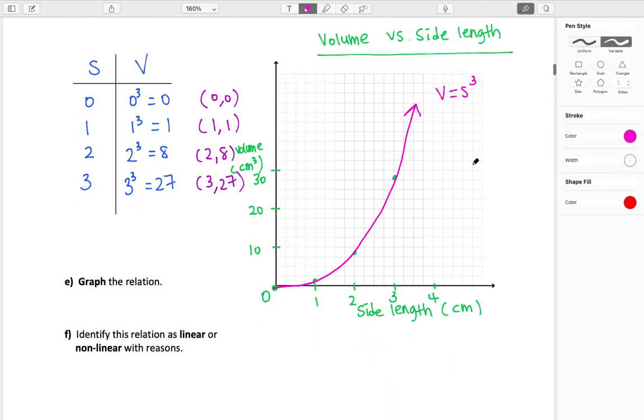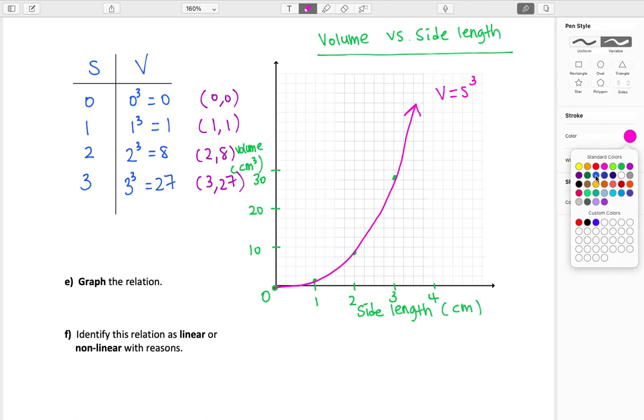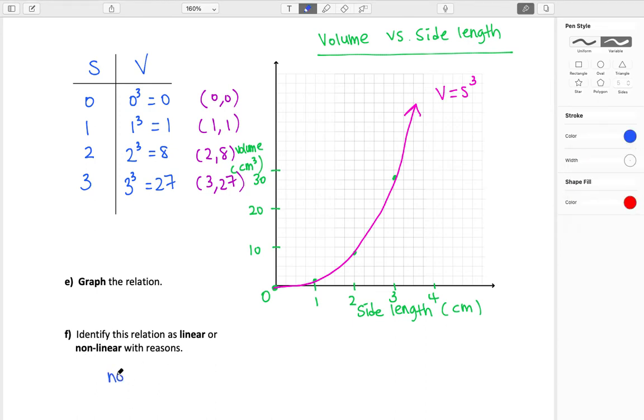So when you take a look at the graph, is this linear or nonlinear? It's definitely nonlinear. So why is it nonlinear? Well, it's because the graph is not a straight line. For sure, you can't use a ruler to connect the points.